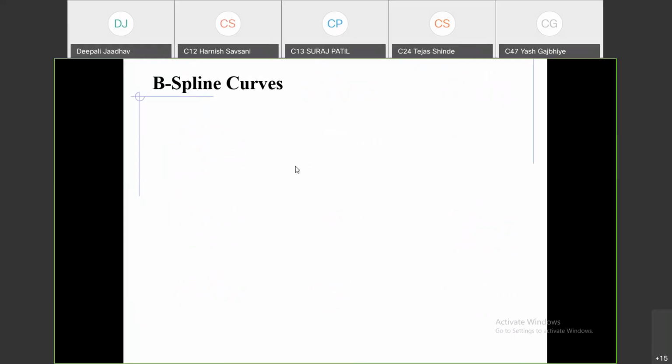So, B-spline curve. Before we start with the B-spline curve, we are going to see what the drawbacks of the Bezier curve are and why the B-spline curve is used.